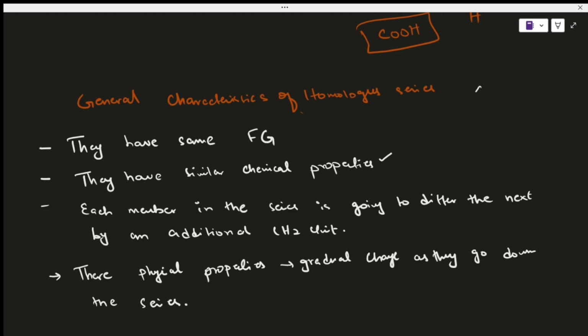So as you go down the series, I'll just write it quickly: CH4, C2H6, C3H8, C4H10. You are noticing that the carbons and the hydrogens are getting added, which means the molecule is getting big. Because the molecule is getting big, the melting and boiling points are going to increase as they go down the series. So from CH4 to C4H10, there will be a gradual change in the physical properties, meaning there is going to be a rise in melting and boiling points. And that is your idea about the homologous series.